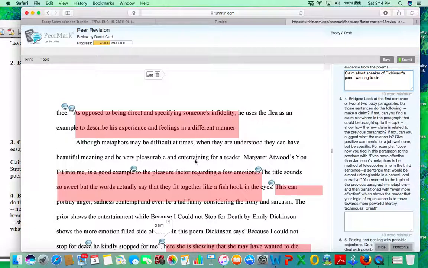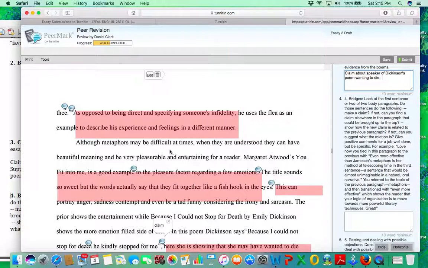We know what our claim is for this paragraph, that metaphors can be pleasurable and entertaining. And we have the relationship between the two ideas of contrast. Although metaphors are difficult, once you do understand them, then they're very pleasurable. So ultimately what we have is both a contrast and a kind of cause-effect relationship. The contrast is between difficulty and pleasure, and the cause effect is once you understand, then you get the pleasure.